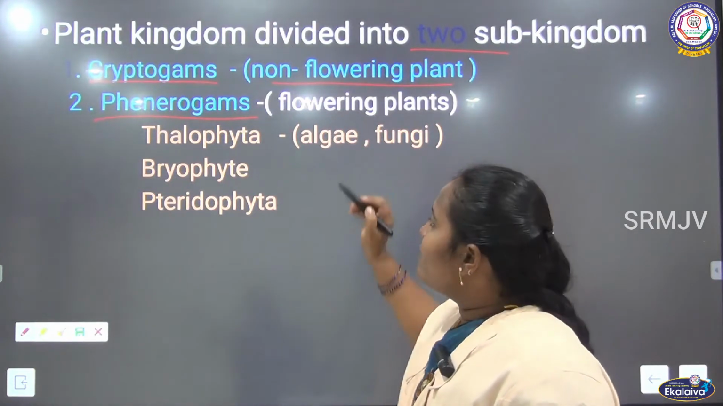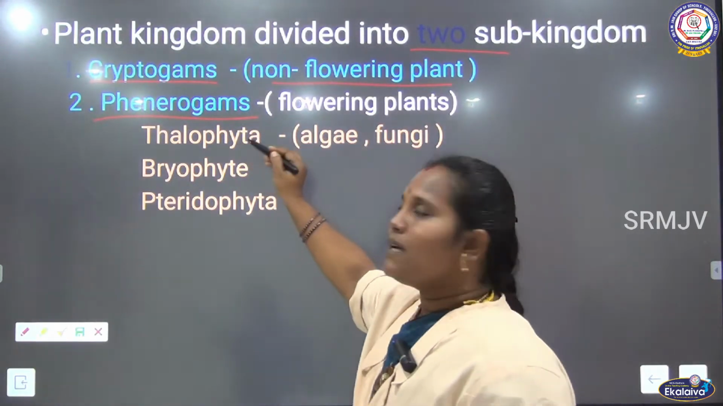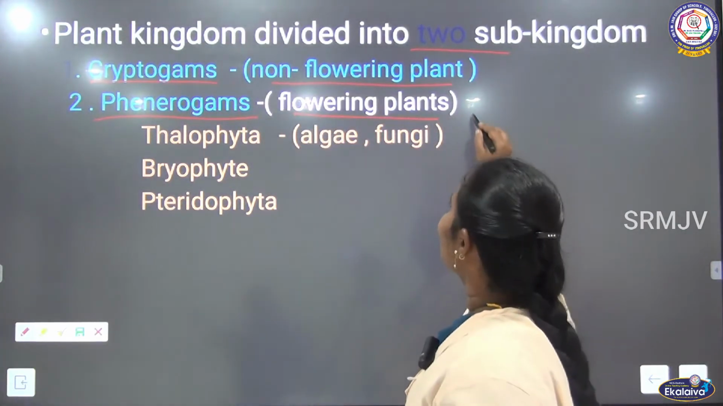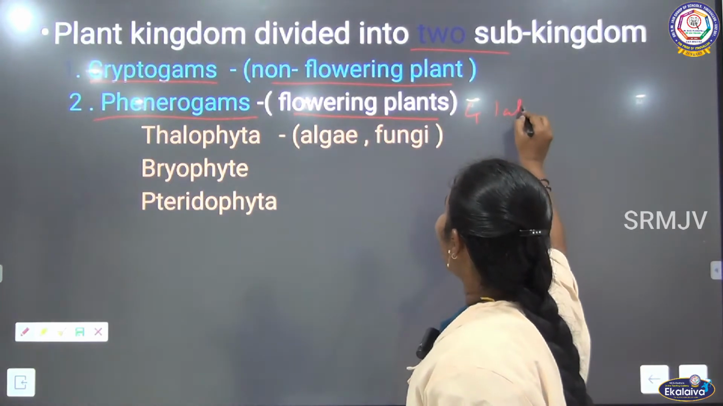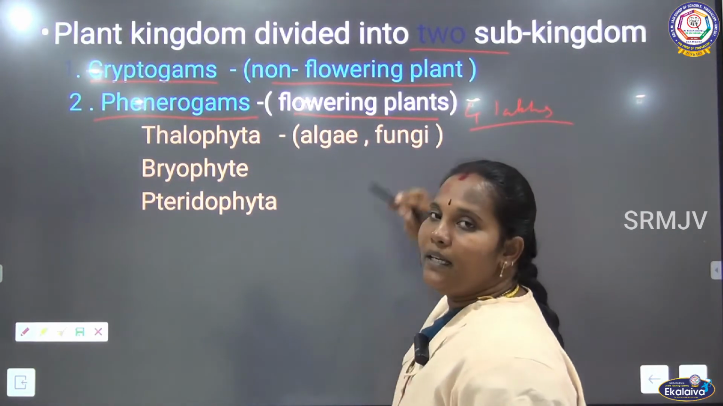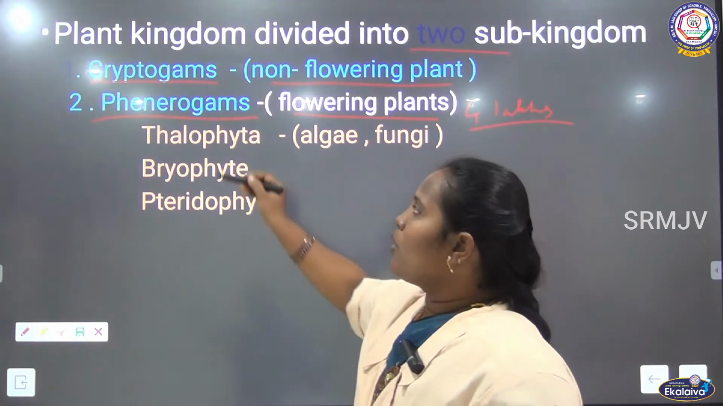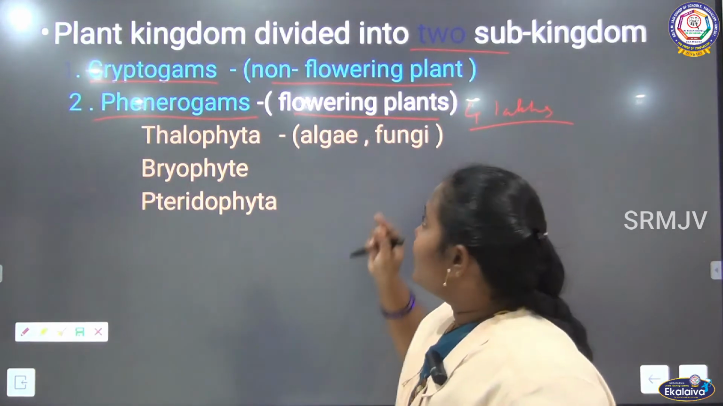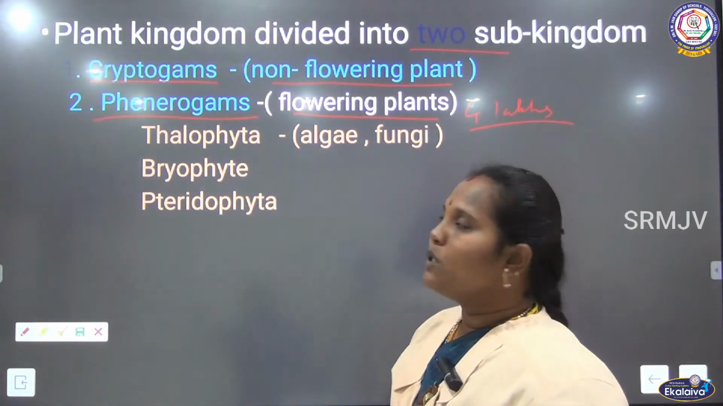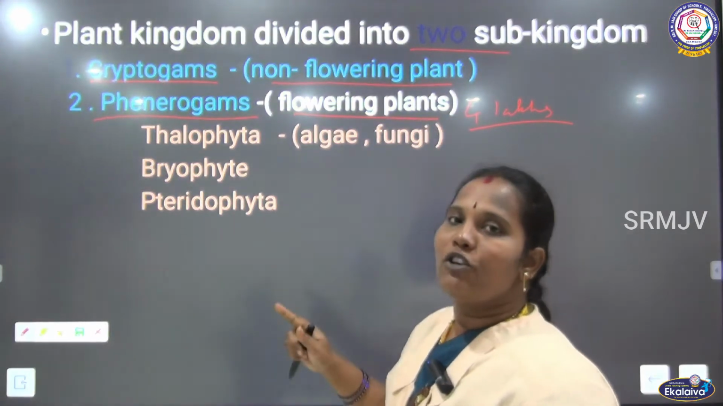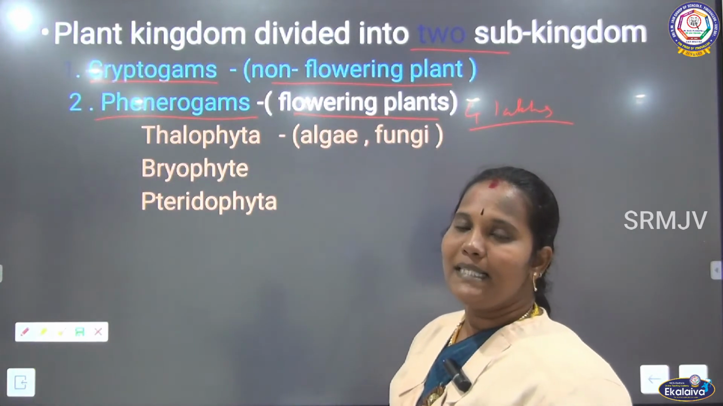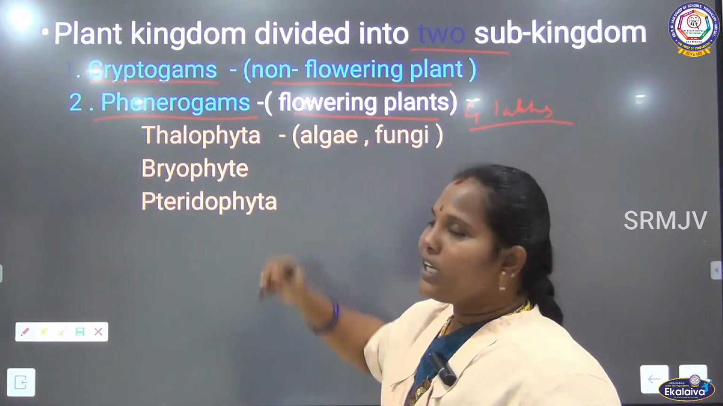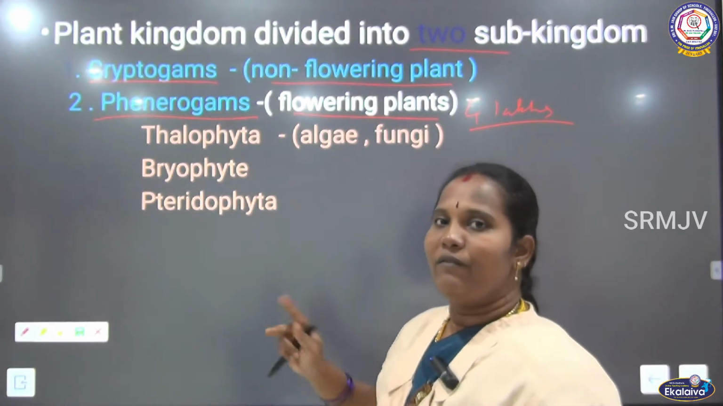Phanerogames means flowering plants. Only some plants, we saw that 4 lakh species, can bear flowers, so they are called phanerogames. Clear? The plant kingdom is divided into two subkingdoms. One is the cryptogames, another one is the phanerogames. Cryptogames means non-flowering plants, and phanerogames means flowering plants.